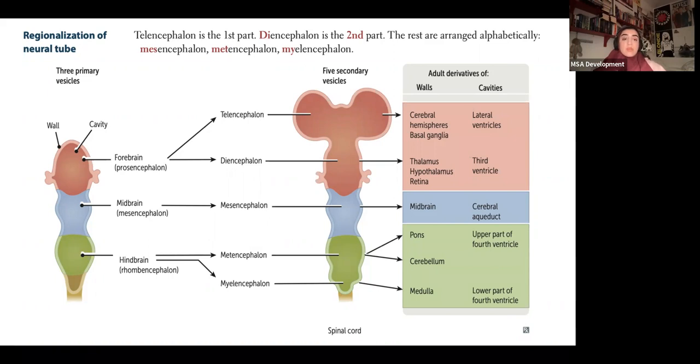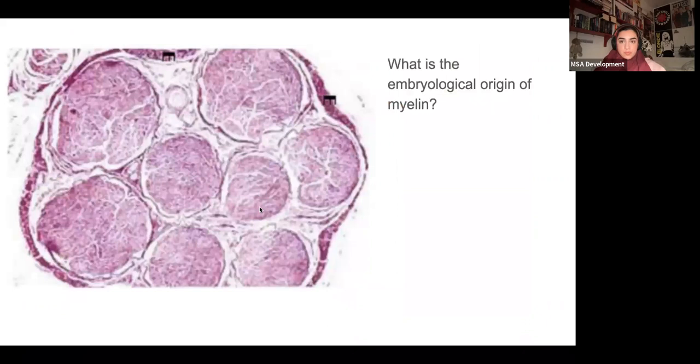So after the forebrain, we have the midbrain, which gives us the mesencephalon, which gives us the literal midbrain, and the cerebral aqueduct. Okay, so each gives us a wall and cavity. So the walls are like the actual structures, and the cavities are giving the ventricles and the other ducts. Okay, the hindbrain will give us the metencephalon and the myelencephalon, and the metencephalon will give you the pons and the cerebellum, and the myelencephalon will give you the medulla, which is the lowest part. Okay, and then when you know this, then you can answer the questions about embryologic origin.